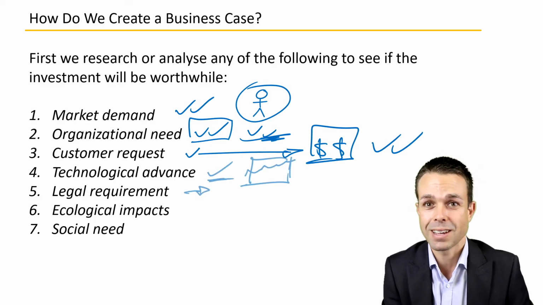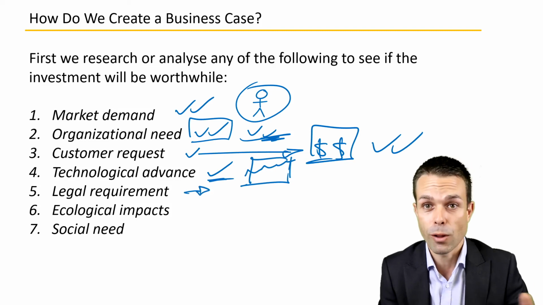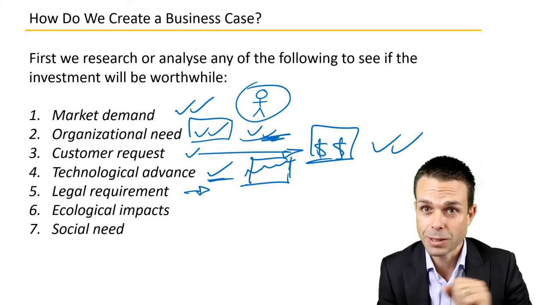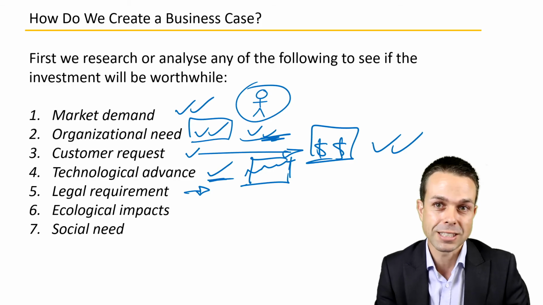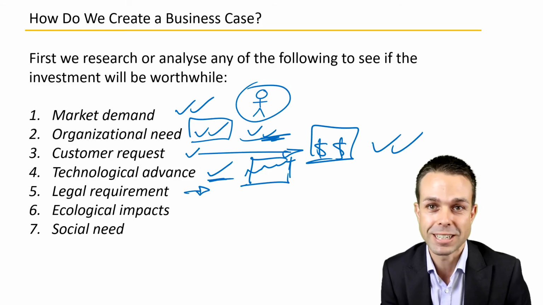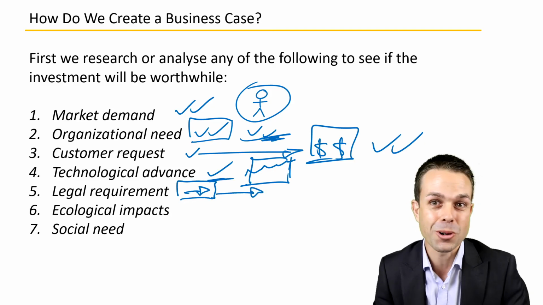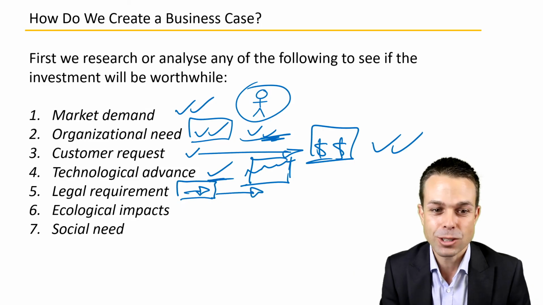Legal requirements. If you're working in financial services, or maybe you're working in health, there's always legal requirements. There might be royal commissions, for example. There might be the government looking into or making changes to the legalities around your profession. And that requires you to make a change, and that requires you to see whether it's worthwhile and create a business case. Exactly.